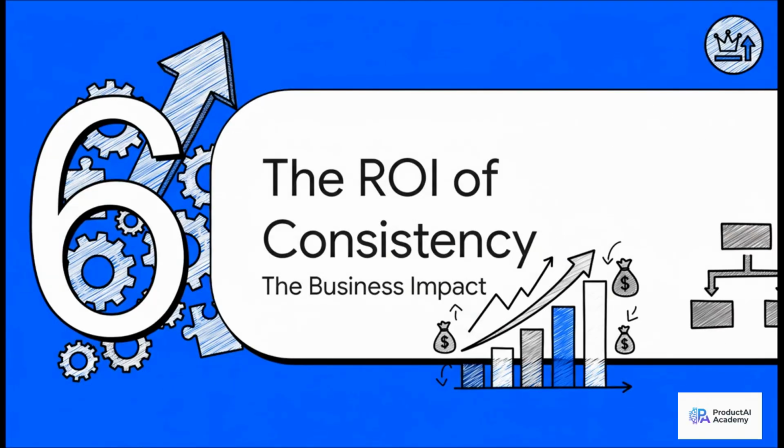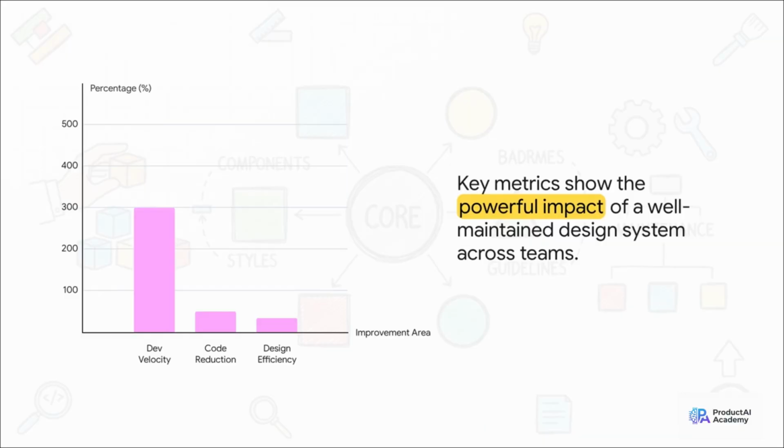Finally, let's talk about the bottom line. A design system isn't just a best practice for your design and engineering teams, it is a strategic investment with a clear, quantifiable return. And this is how you get buy-in from leadership. And the data here is just so compelling. I mean, look at these metrics from Uber's implementation. A 300% increase in development velocity, a 50% reduction in their code base. These are game-changing numbers. And industry benchmarks show an average 34% bump in design efficiency alone. When you stop reinventing the wheel, your teams can finally focus on solving new, more complex problems.